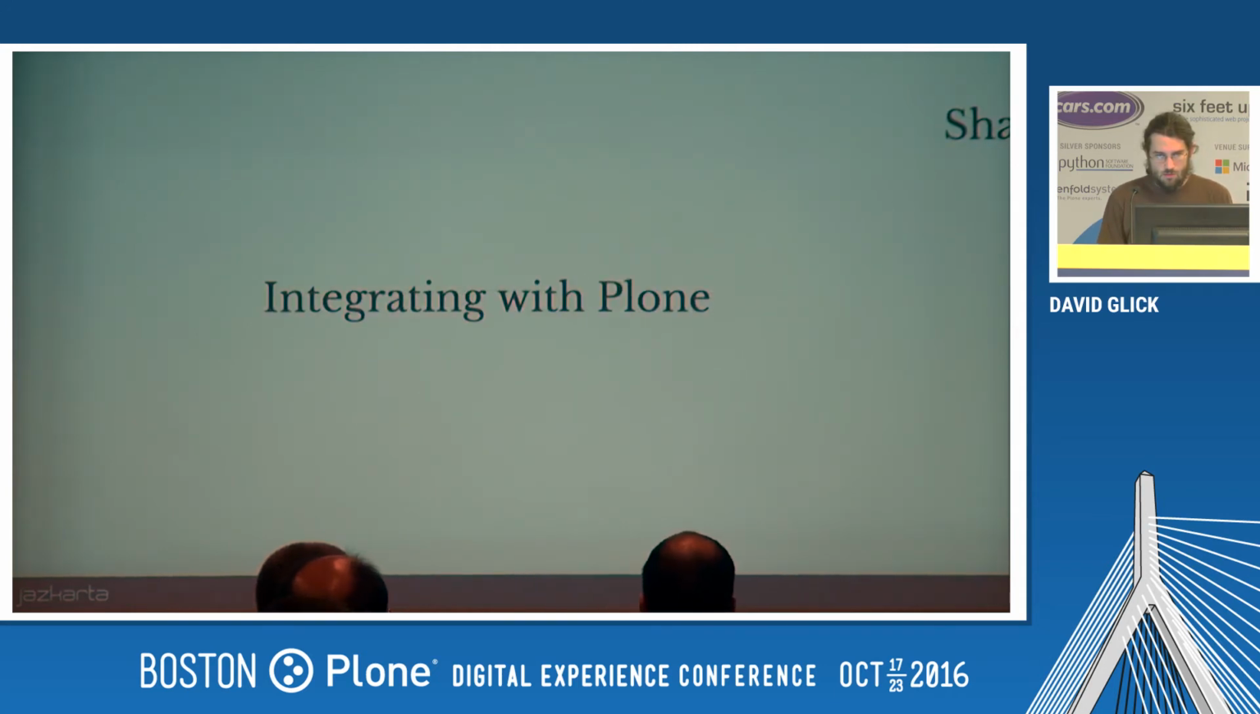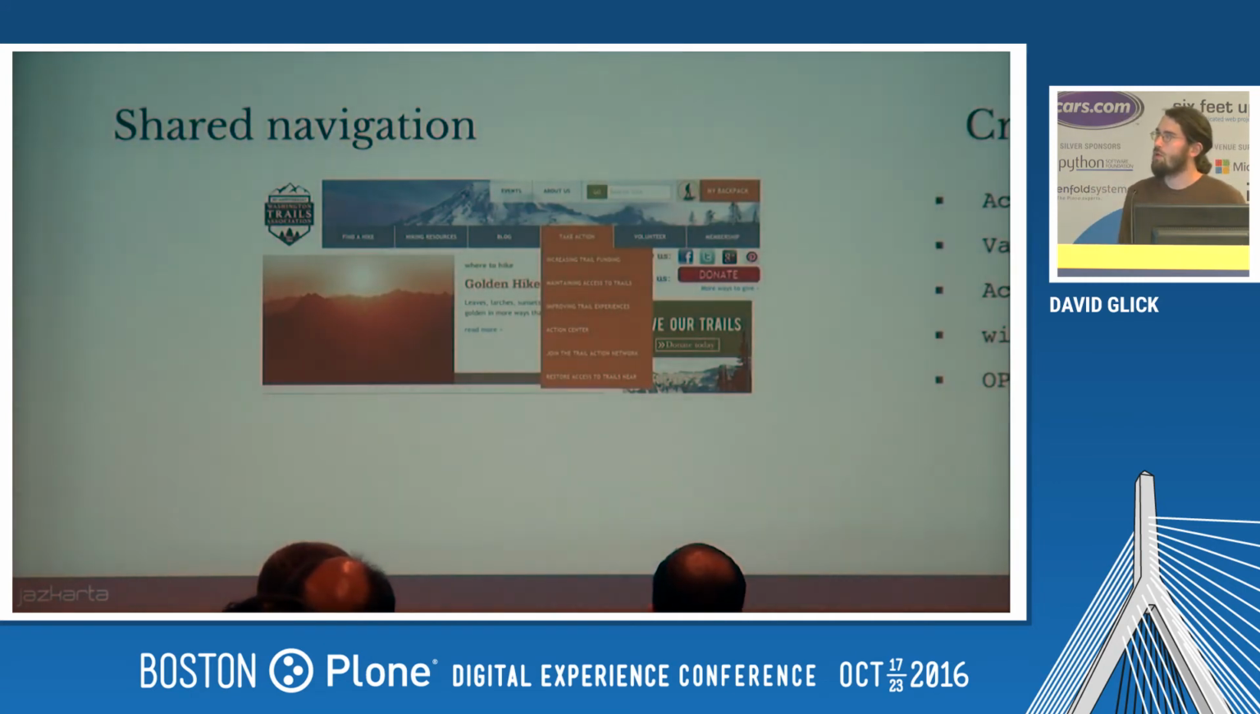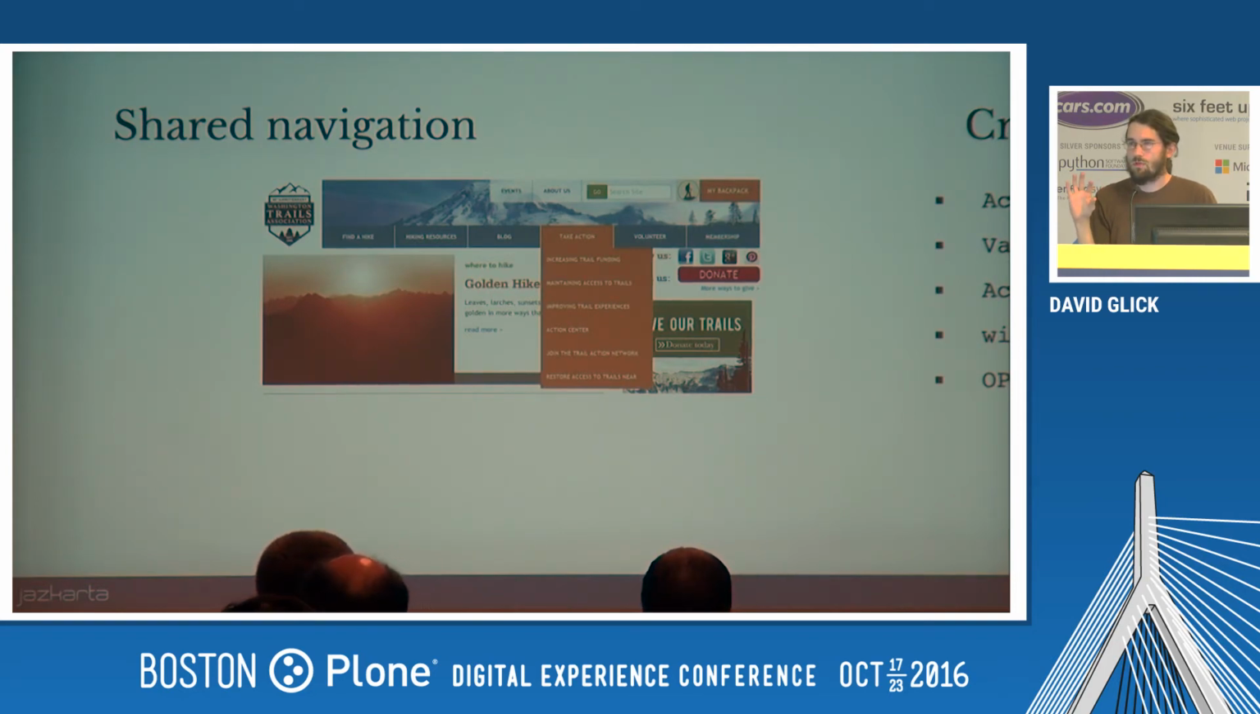The things related to integrating with Plone were, first, shared navigation. This is the nav bar at the top of the site. That's all folders and pages set up in Plone, but it also appears at the top of the VMS system. The way that's done is we have a JSON endpoint in Plone itself that spits out a JSON representation of the menu items. Then on the Pyramid side, we just load that JSON and render it in a React component that generates the same markup as is generated on the Plone side.